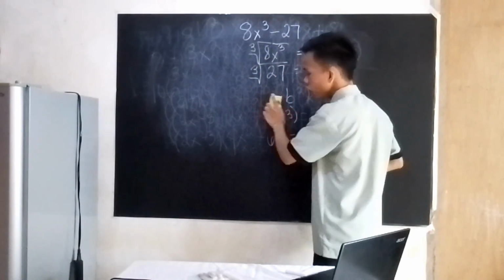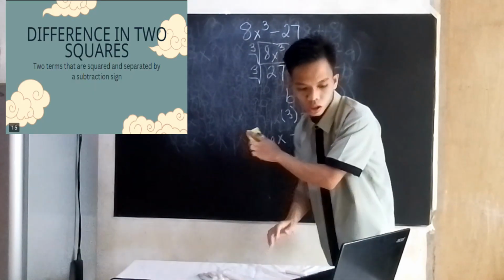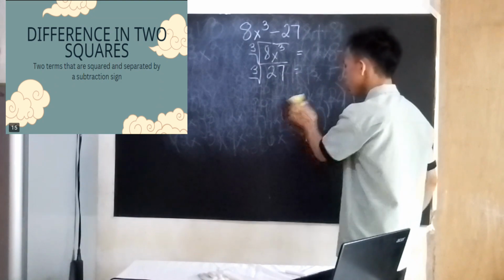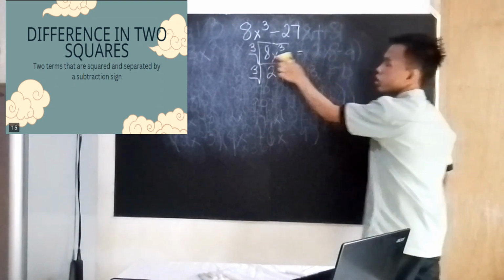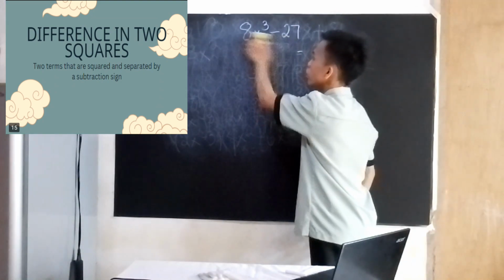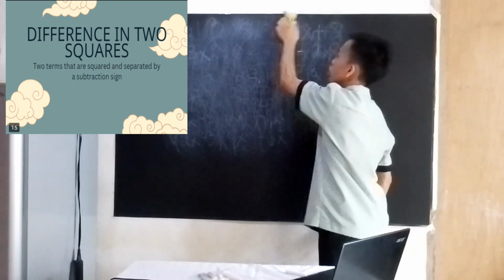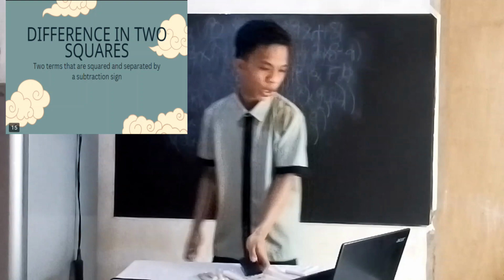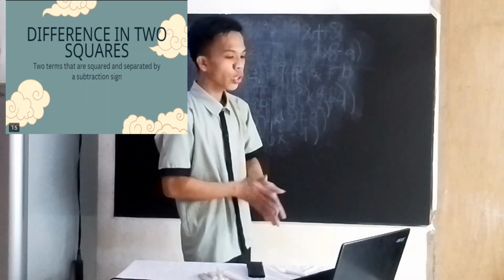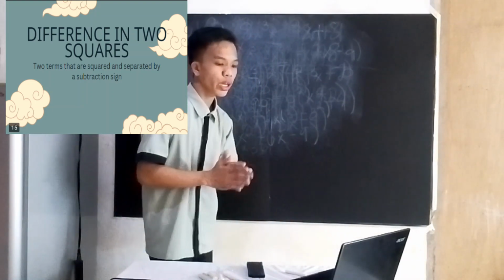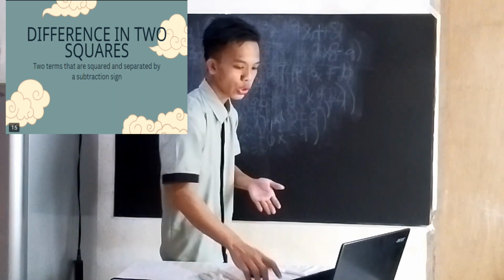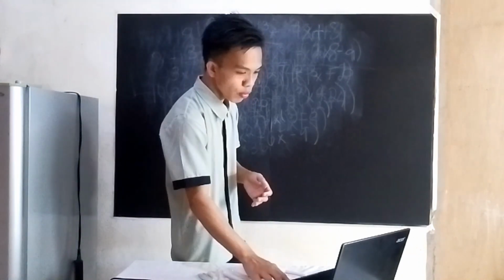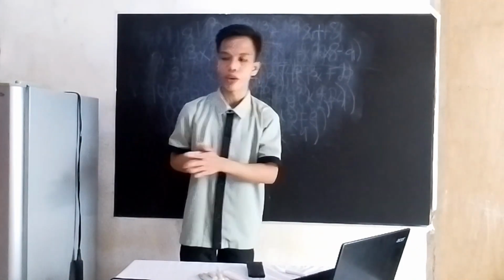Kapasya, can you read the definition for our next type of factoring? Thank you, Kapasya. So, difference of two squares: two terms that are squared and separated by a subtraction sign. From the word itself, difference of two squares.